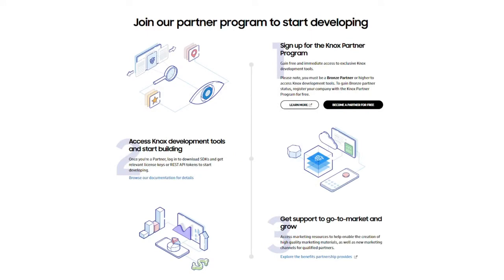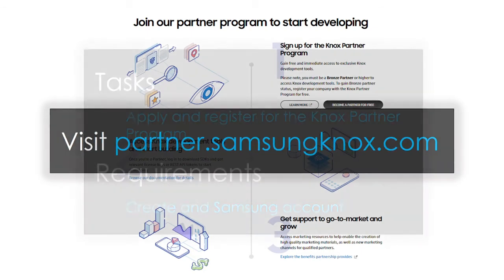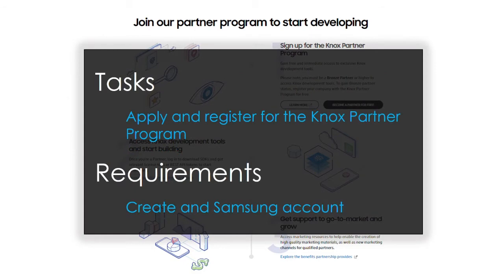You will first need to join our partner program to gain access to our development tools. You can also learn more about our Knox platform in the resources that will be shown in this video. Navigate to partner.samsungknox.com and select Become a Member to get started. If you don't have a Samsung account already, you will be redirected to create one before you can become a partner.